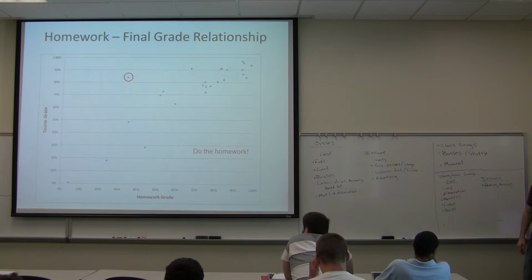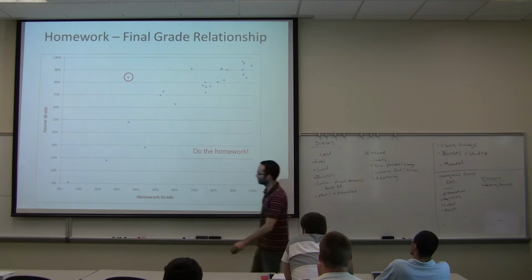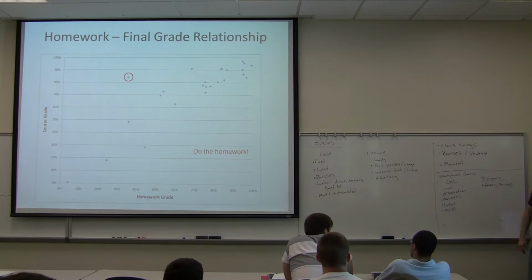Who's the guy in the little corner? This outlier? The guy that did almost 0% on both. Yeah, I think he probably must have dropped out. Okay. Did one assignment and changed his mind, I guess.